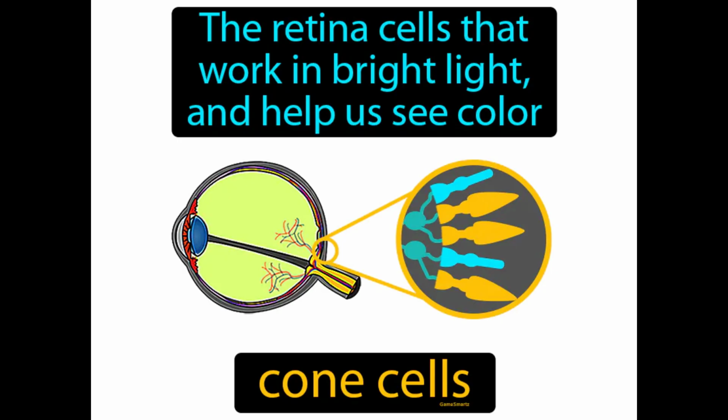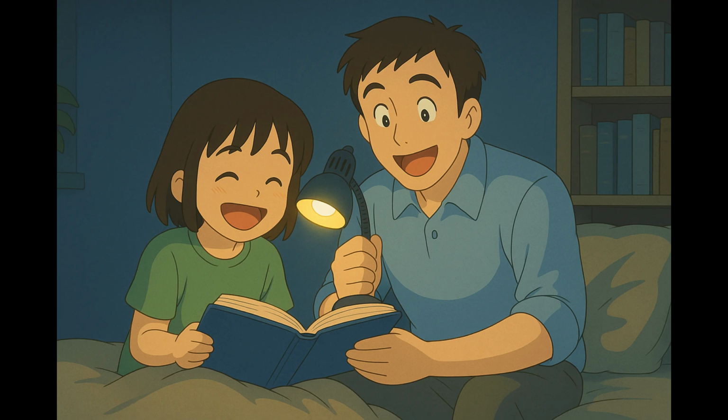The retina cells that work in bright light and help us see color. Cone cells. Cone cells are specialized cells in the eye that allow us to see colors and fine details in well-lit conditions. Imagine trying to read a book in a dimly lit room where the words on the page are hard to distinguish and colors appear dull.